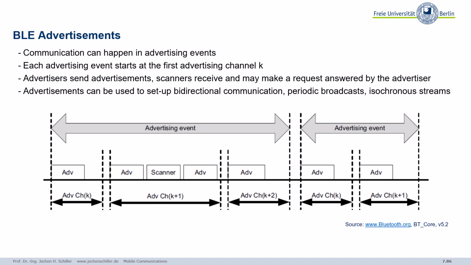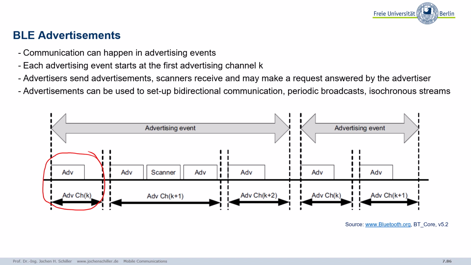So you start as an advertiser by sending the advertisement using one of the advertisement channels. We have 3 of them. You pick one of the channels and you simply send it. Then you have another device that acts as a scanner, and the scanner receives it and may make a request, whatever, to you as the advertiser, and you can again answer. So that's the idea.